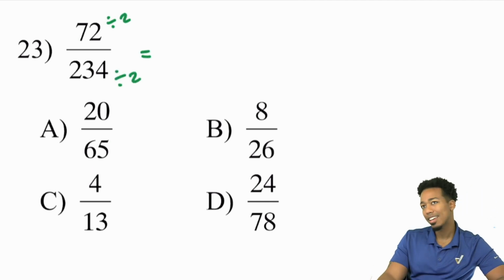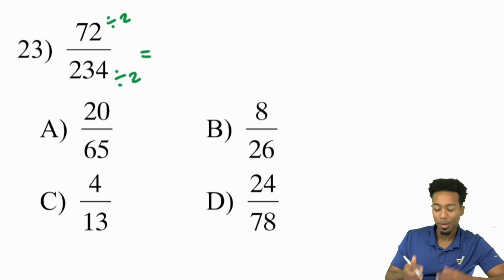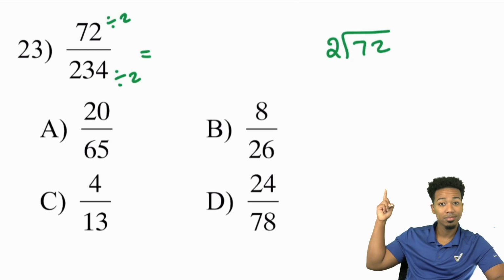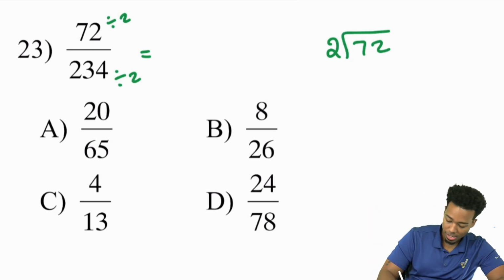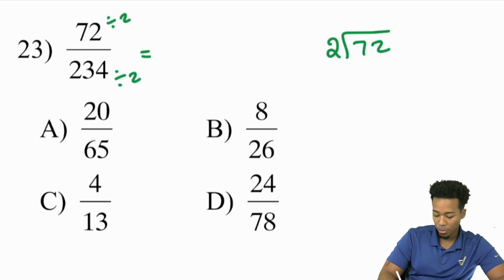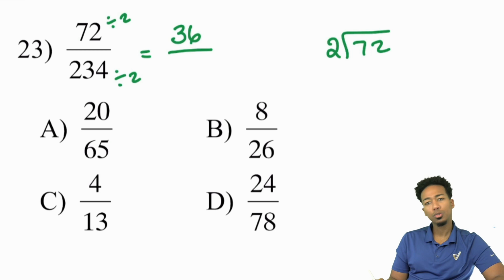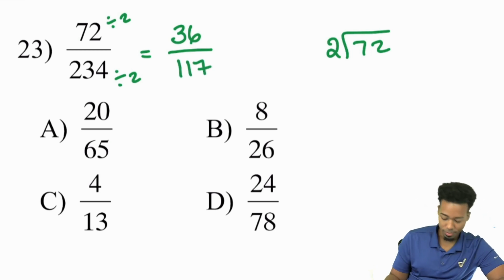Now, if we divide 72 by 2, we are going to get 36. This is something that we really want to practice and get down, because I want you to avoid doing stuff like that for everything. You don't need to do long division for everything. When you practice enough, you'll know this off the top of your head. That'll be 36. 234 divided by 2 would be 117.